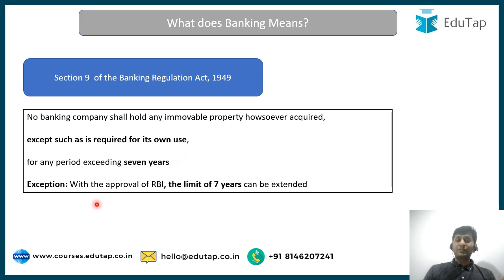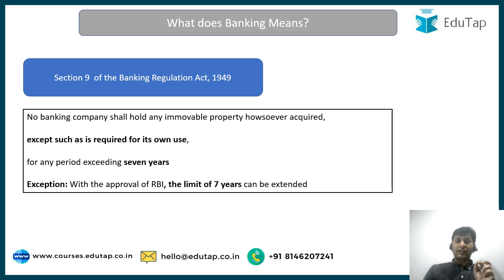But there is an exception to that. Even if the banking company is not using the immovable property for its own use but wants to hold it for more than 7 years, then with the approval of RBI, that limit of 7 years can be extended. I hope it is clear. It's not rocket science, but this needs to be understood, that is, what the exact clause is and what the exception is, because sometimes they can ask you questions on the exception also. So this is with respect to Section 9 of the Banking Regulation Act.